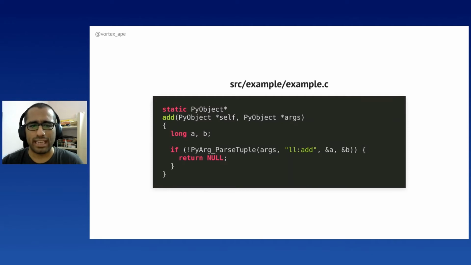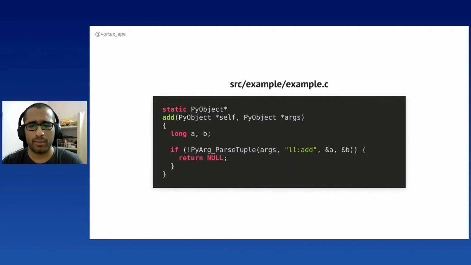You can think of it like scanf from C. Here we are parsing two long integers from args and storing their values in a and b. L is a format unit for the parameter that we want to parse, and there are two of them, LL, because we are parsing two long integers. The string after the colon after LL is used as the function name in error messages.